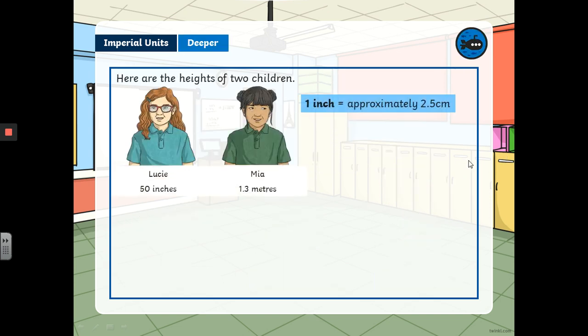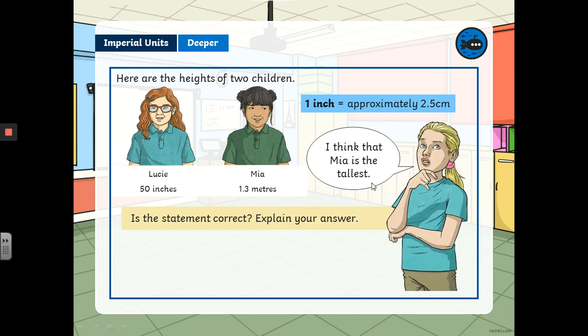All right, now the next slide. Here are the heights of 2 children. Lucy is 50 inches, Mia is 1.3 meters. Now remember, 1 inch is approximately 2.5 centimeters. So I'm sure they'll ask you, I think that Mia is the tallest. Is the statement correct? Now, you will have to make the conversion.